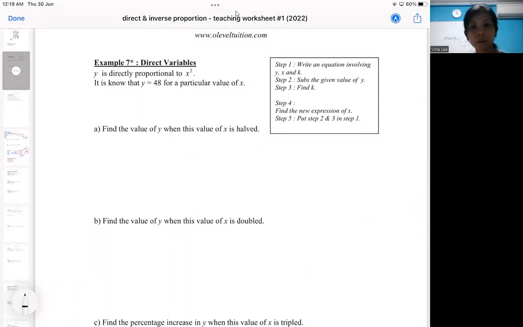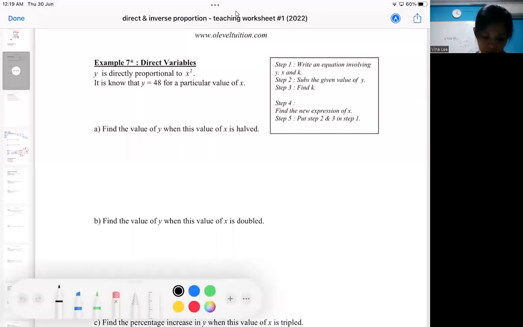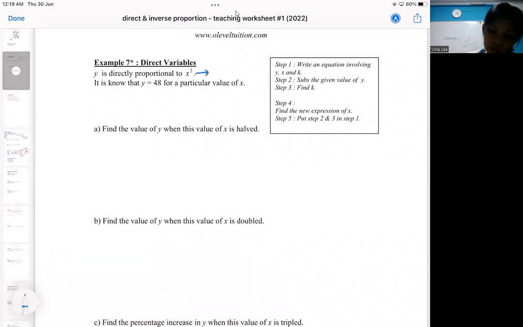Okay, there's an alternative method. We'll talk about the alternative method subsequently. So let's try to follow the steps. In the first sentence, y is directly proportional to x squared. That already helped us with step 1.